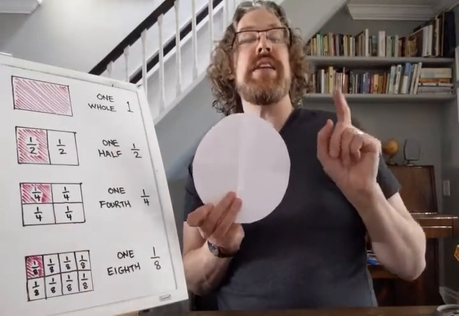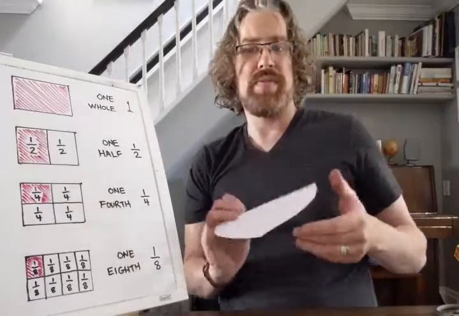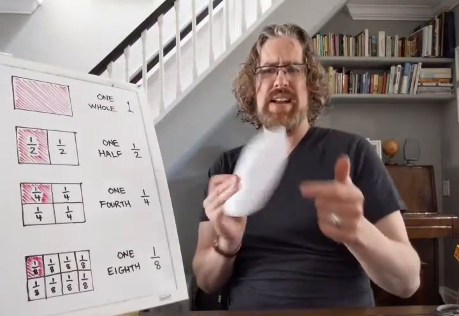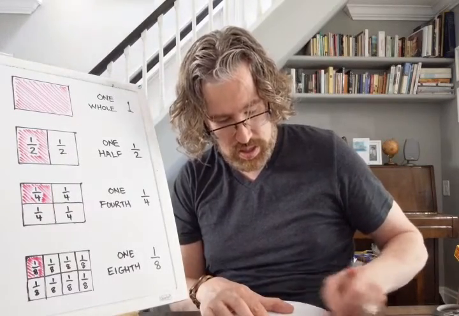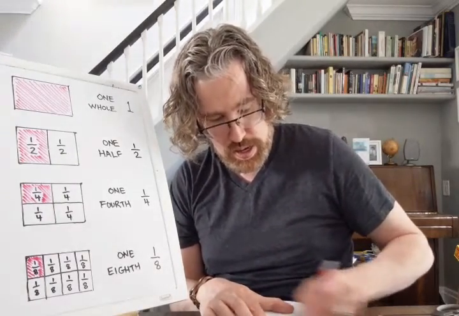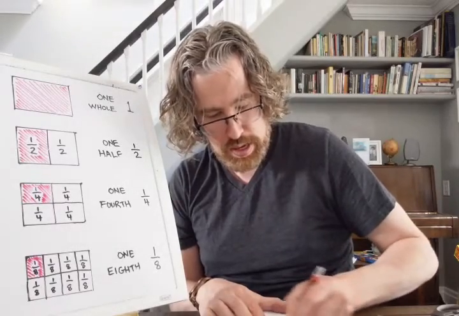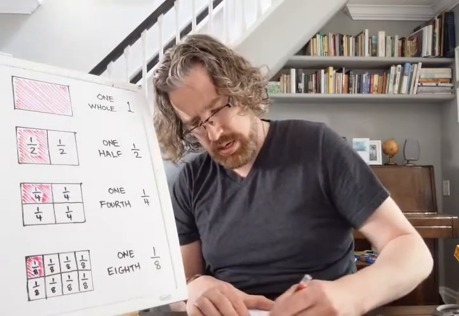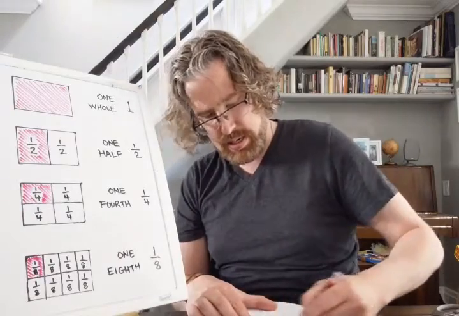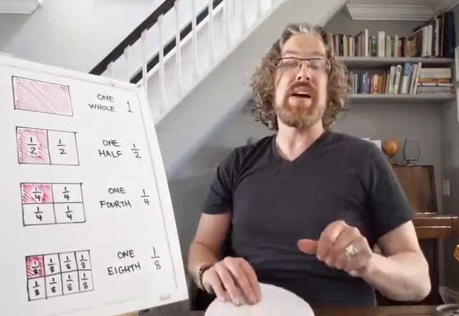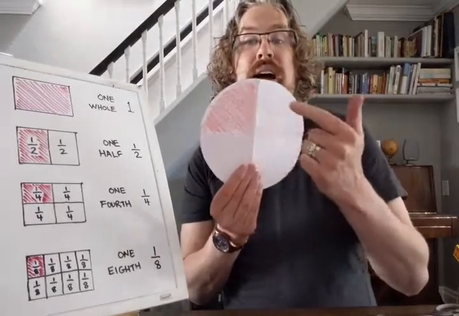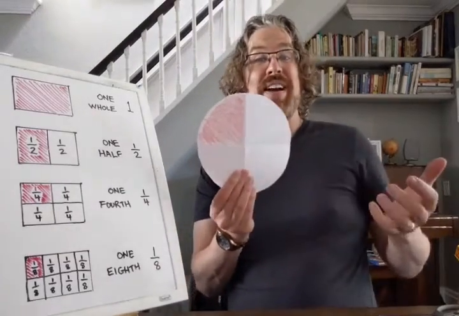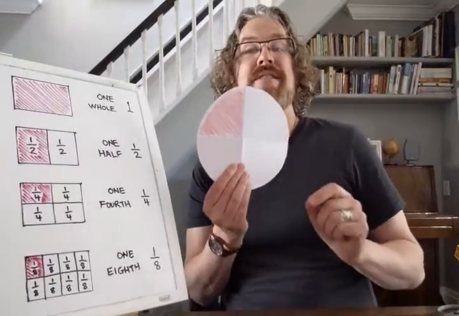Now, let's color in 1/4. I'm going to color it on this side so I don't get it confused with my half. And like so. All done? Let's take a look. Did you color 1 out of 4 parts? Great, then you colored 1/4.